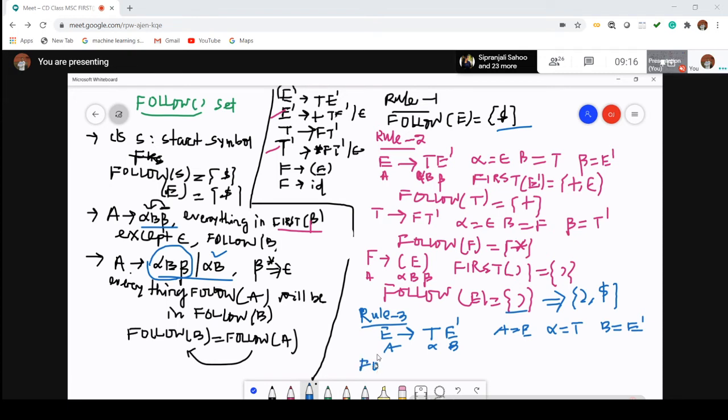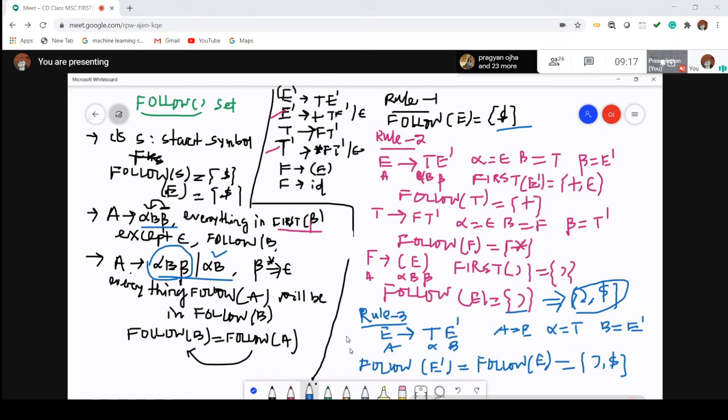That means follow of B, B meaning E dash, is equal to follow of A. A means capital E, so follow of E. We have already calculated the follow of E equal to right parenthesis and dollar. Now follow of E dash is equal to right parenthesis and dollar.